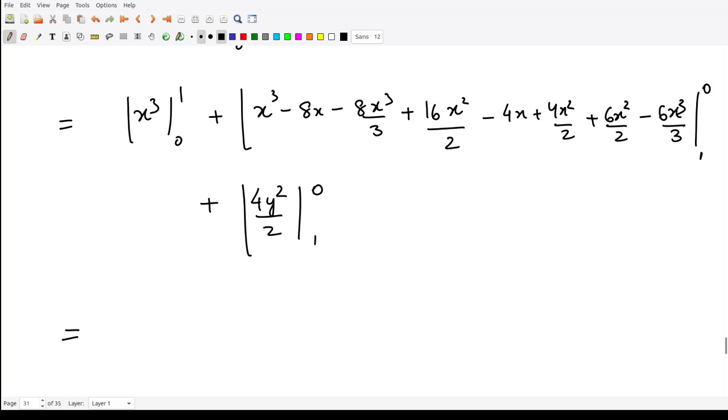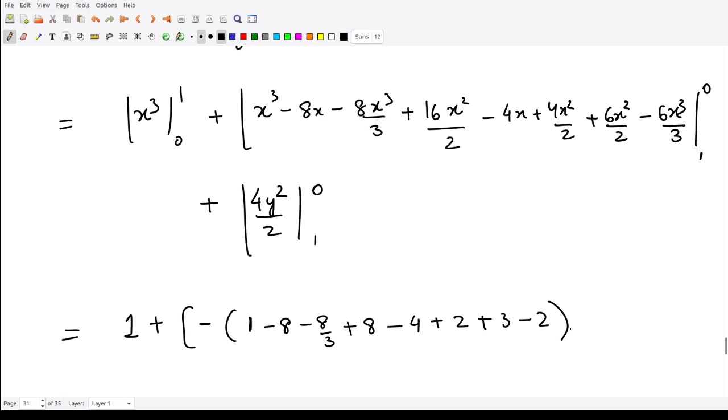So let's simplify this. This would be 1 plus the value here. When you substitute 0, it would be 0. When you substitute 1, it would be minus of 1 minus 8 upon 3 plus 8 minus 4 plus 2 plus 3 minus 2, right?